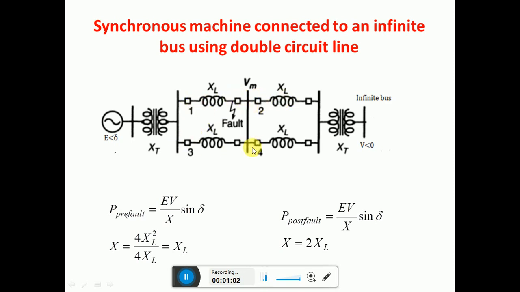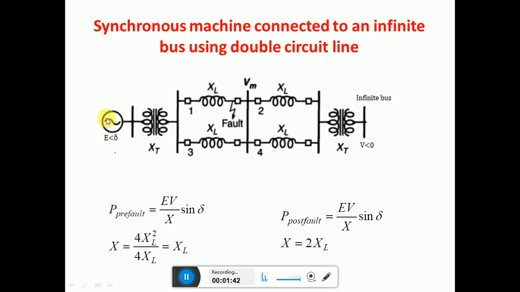Double circuit line means two lines are there, you can see from this diagram. Here this is the synchronous generator or alternator, which is connected through a double circuit line to the infinite bus. Now already you know what an infinite bus is. Infinite bus is the one where voltage and frequency remain constant all the time, and if you remove one generator from the system or from the bus, that will not affect the frequency and voltage of the system. So that is the infinite bus.